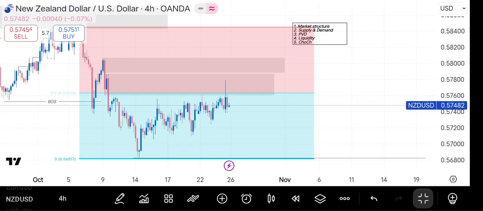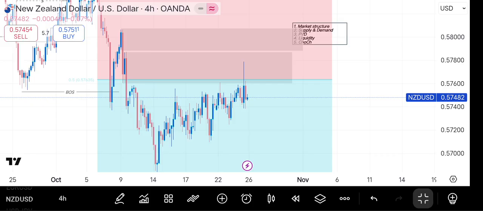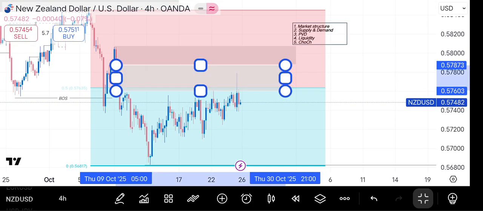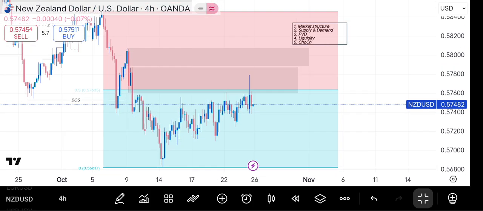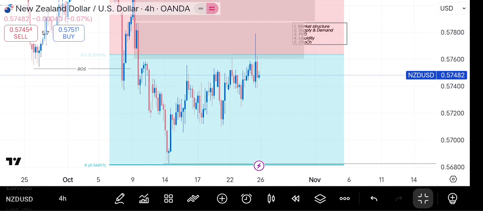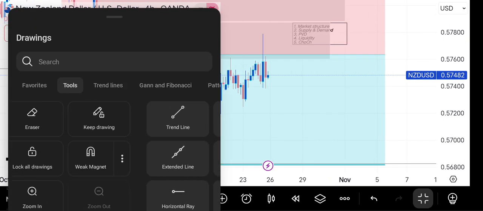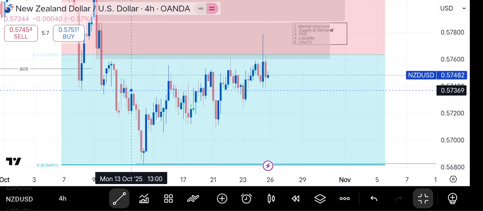So now I see that the market has retraced inside my PVD, my premium, inside my supply. And what do I need? I need liquidity now. Let us mark our liquidity.